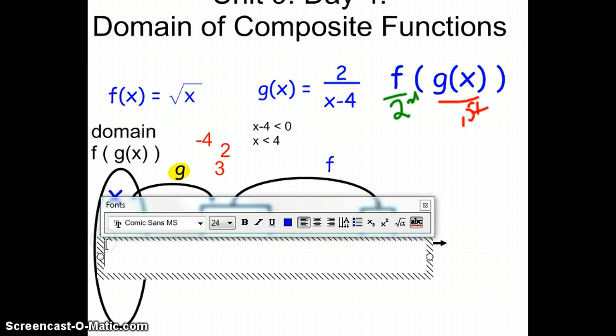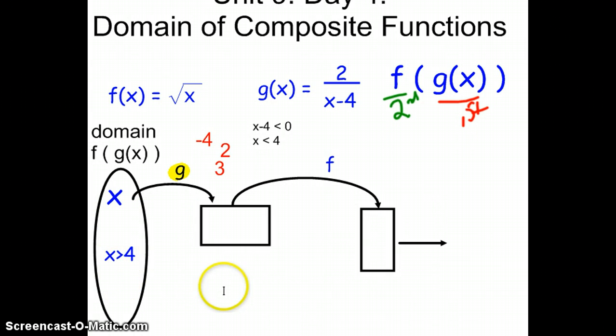So in other words, any X that's greater than 4 will work. Because any number that's greater than 4, when I plug it into G, I'm going to get out a positive number. And when I get out that positive number, I'll be able to plug it into F, which will always give me an answer. So that's how you find the domain of composite functions.